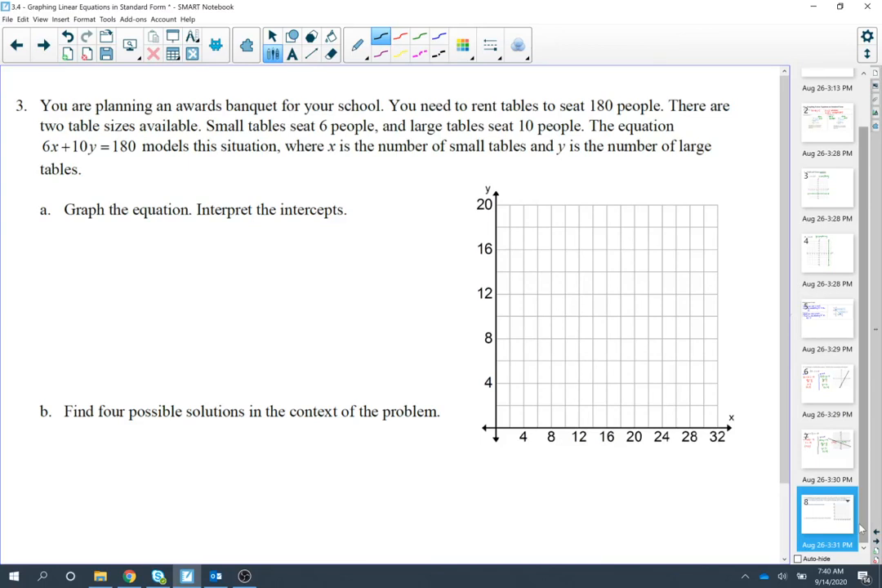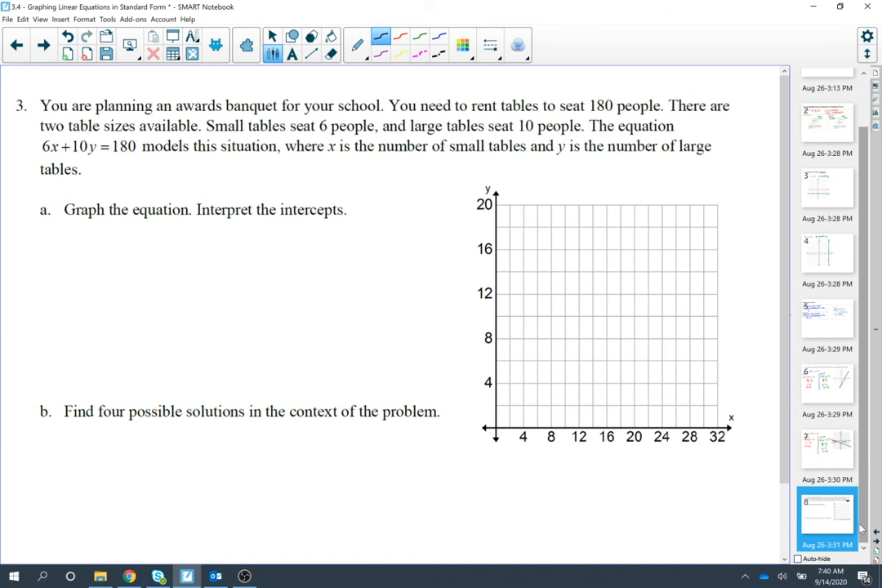Example 3. You are planning an awards banquet for your school. You need to rent tables to seat 180 people. There are 2 table sizes available. Small tables seat 6 people, and large tables seat 10 people. The equation 6x plus 10y equals 180 models this situation, where x is the number of small tables and y is the number of large tables.